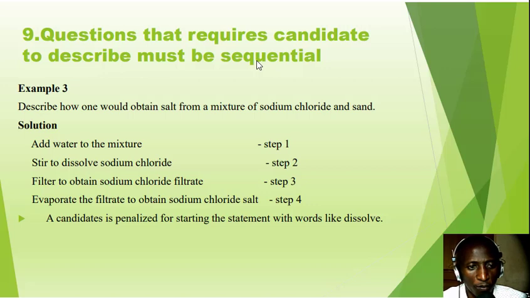We don't just say filter the mixture. We are so specific about the results of the filtration. When you filter, you obtain sodium chloride as filtrate, and a student can add sand as the residue. However, since the focus is so much on the sodium chloride, it is important to say we need to filter to obtain sodium chloride as our filtrate. And the fourth step is, what do we do with the filtrate? We evaporate the water in the filtrate to obtain sodium chloride salts.